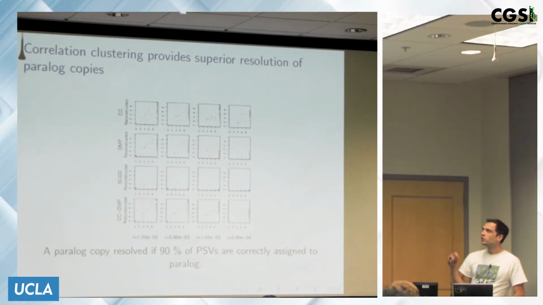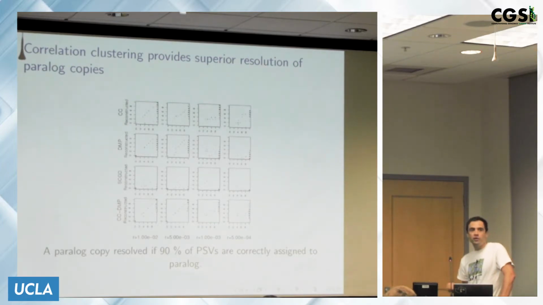However, when we try and find out how many different paralog copies are correctly resolved, we found that the correlation clustering approach, and again, it's a little harder to see here, but what's shown is for every simulated data set, how many copies on the x-axis were simulated and how many copies on the y-axis were reconstructed. By and large, the correlation clustering approach was doing a better job at reconstructing the actual paralog specific variants than the matrix completion approach.